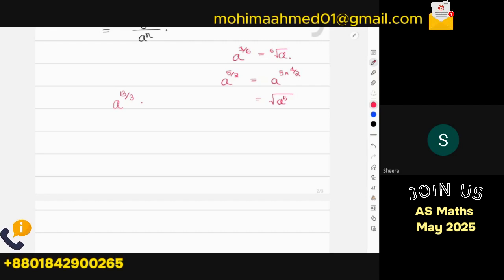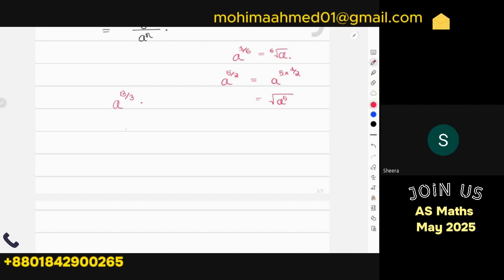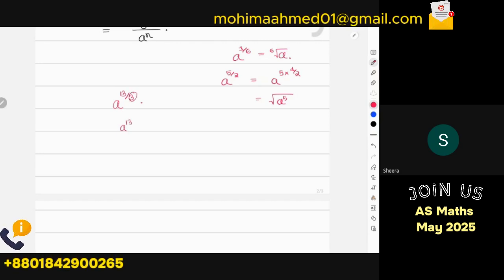A to the power of 13. Yeah, a to the power of 13 root 3. That means I'll write a power 13 inside the roots, and as you have 3 over here, basically you have 13, 1 over 3. For this, I can write a cube root. So a cube root over here. Is there any question till now for this part? No, teacher.